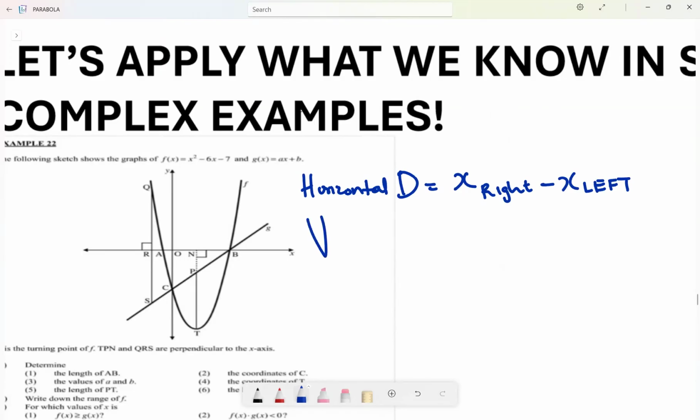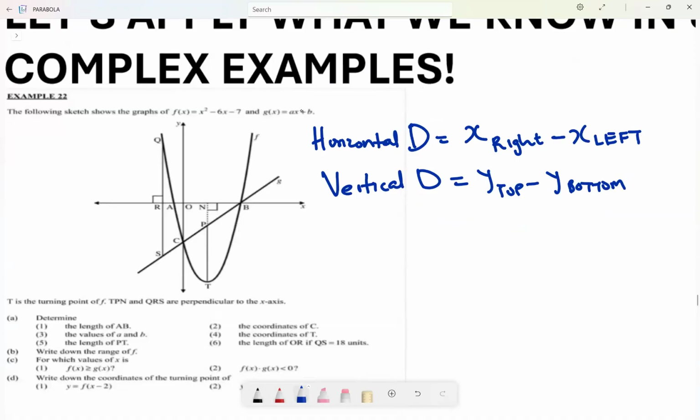But if they want the vertical distance, you're going to say it is y top minus y bottom. Okay. And always the answer that you get from both of these should be a positive answer, because distance, when you're doing physics, you know that distance is always positive. The one that can be negative is displacement.